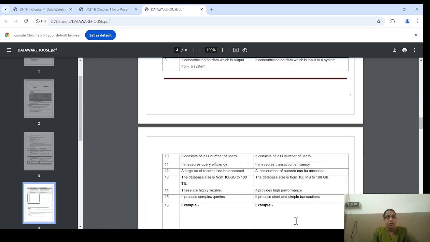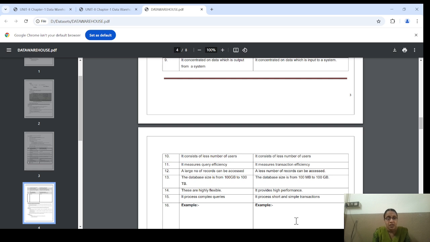OLAP requires a small number of users, but OLTP requires a large number of users. OLAP measures query efficiency, but OLTP measures transaction efficiency. In OLAP, a large number of records can be accessed. In OLTP, a small number of records can be accessed. Database size in OLAP is 100 GB to 100 TB, but in OLTP the database size is 100 MB to 100 GB. OLAP is highly flexible, but OLTP is highly performant.